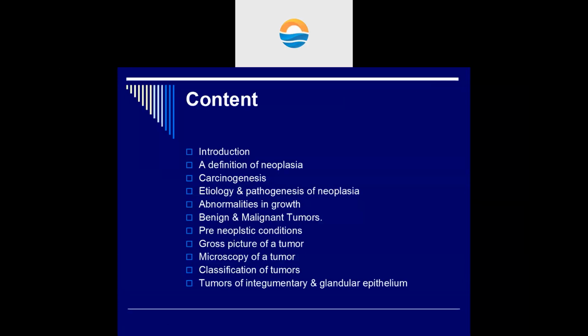So we discuss a few issues: a definition of neoplasia, carcinogenesis, etiology and pathogenesis of neoplasia, abnormalities in growth, some definitions of benign and malignant tumors, pre-neoplastic conditions, gross picture of a tumor and microscopic peculiarities, nomenclature of tumors, and some aspects of tumors of glandular epithelium.